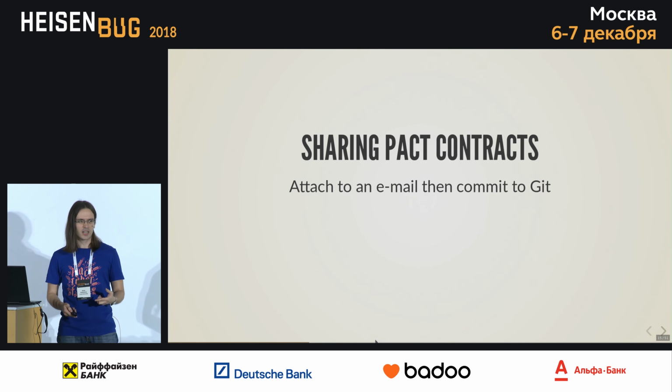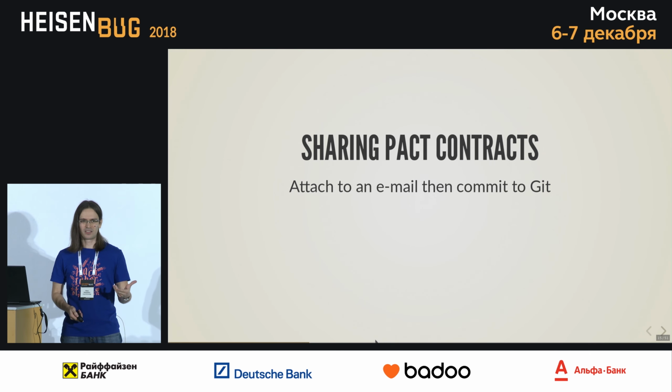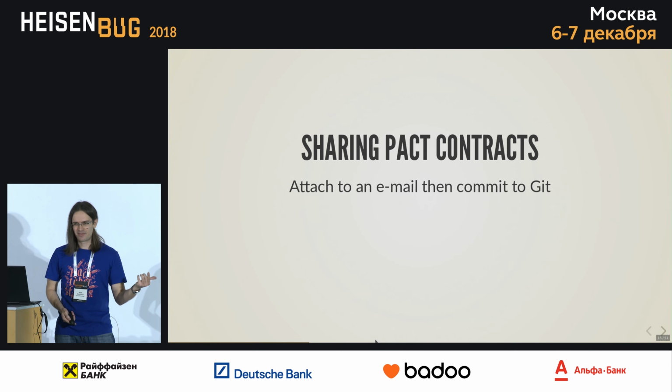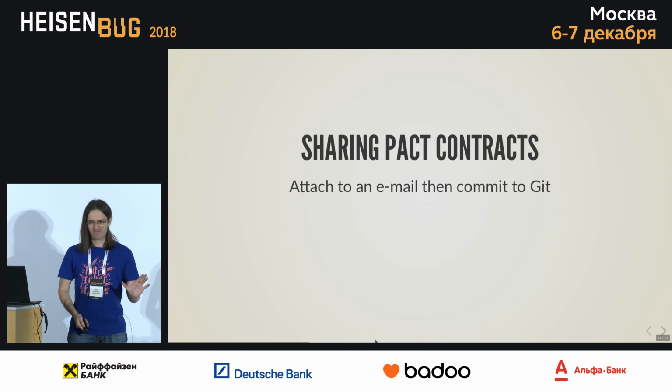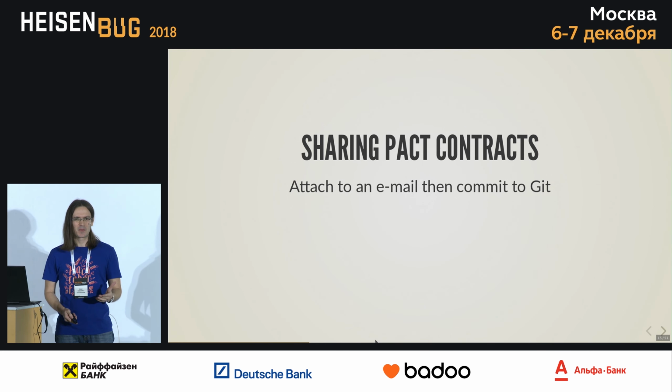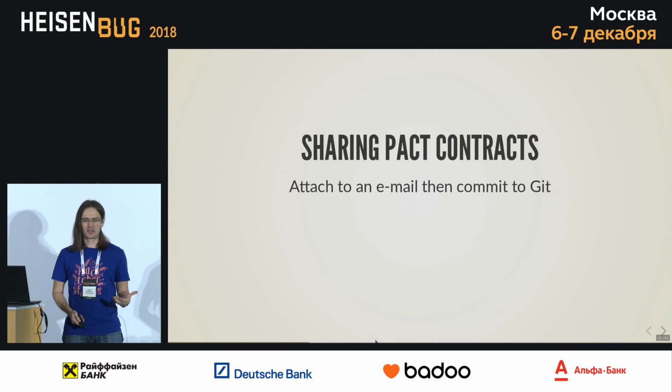If we work with contract tests, we need some way of sending the contract to the other side. And yeah, we could use something really, really simple, like taking the file from our disk, attaching it to an email, and the other team will commit it to Git, and it will work. But usually, we need something more robust, more automated.